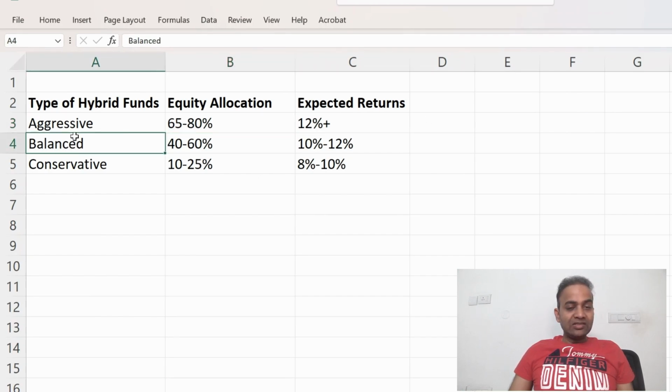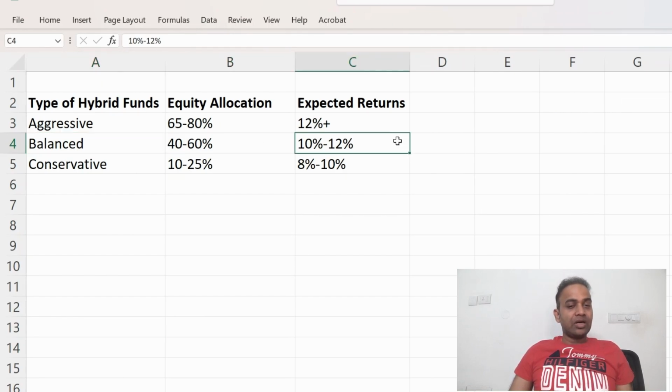In case of a balanced fund, it invests 40 to 60% in equity. So it can be 50% equity, 50% debt, or maybe 40% equity, 60% debt, and vice versa, right? So the return will be slightly lesser, but it will be more stable with the market ups and downs. Since only half of that investment is going in the stock market, your fund value, or the NAV of your fund, will not fluctuate that much.